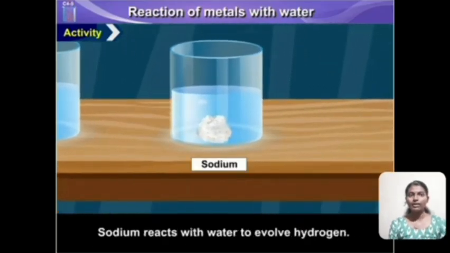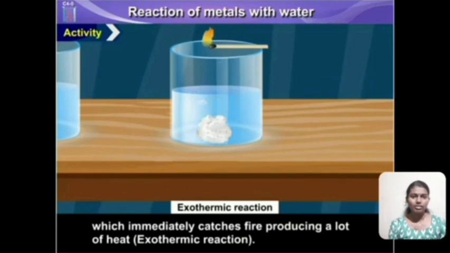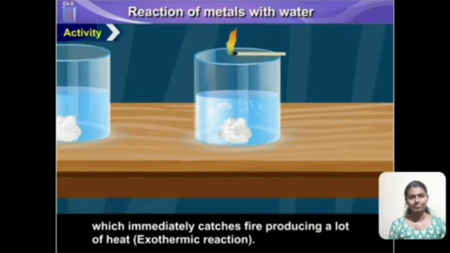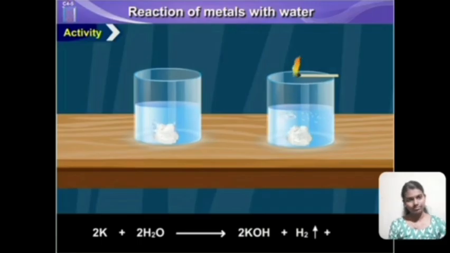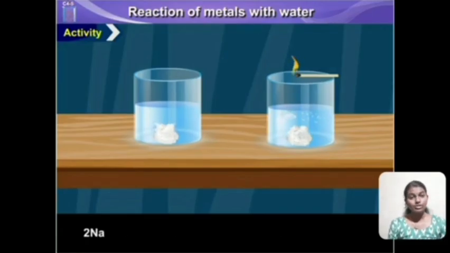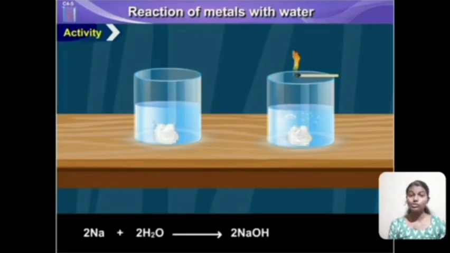Sodium reacts with water to evolve hydrogen, which immediately catches fire, producing a lot of heat. So it is an example of an exothermic reaction. Potassium reacted with water to form the equation: 2K plus 2H2O gives 2KOH plus H2 plus heat. Sodium reacted with water to form the equation: 2Na plus 2H2O gives 2NaOH plus H2 plus heat.